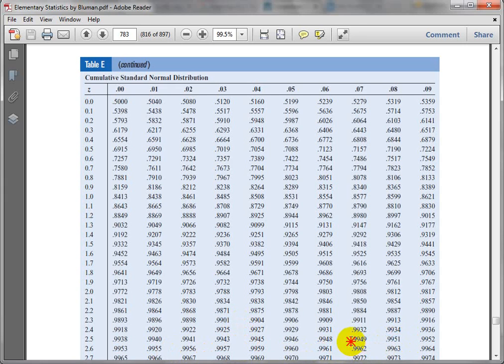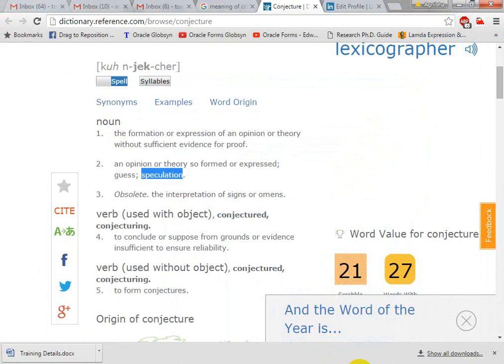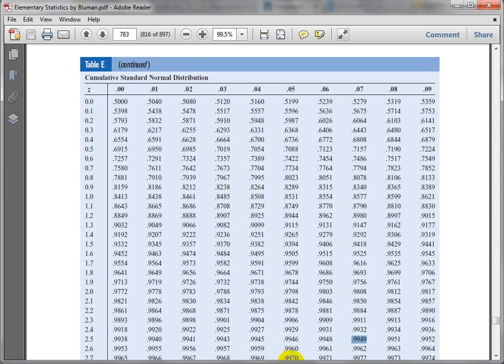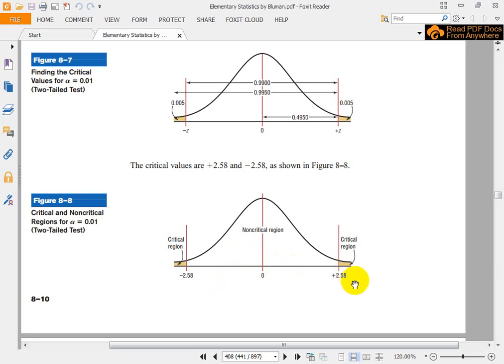I can take this one, I can take this one. So that is 2.57 and 2.58. So there, what are the values they are taking? 2.58. Yes. So they are taking the value 2.58 plus and minus. So similarly, it is accepting in this way.